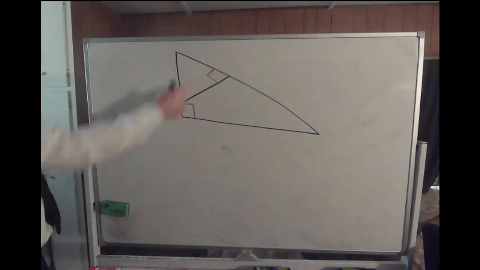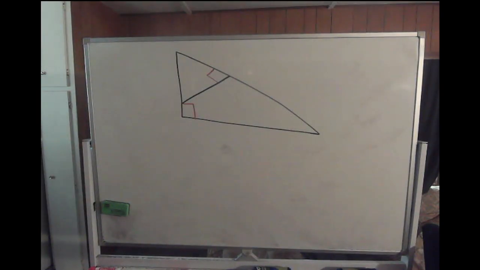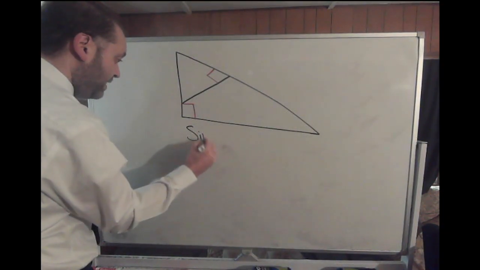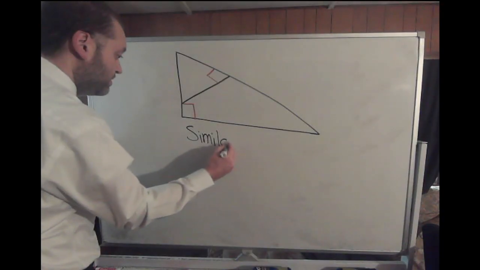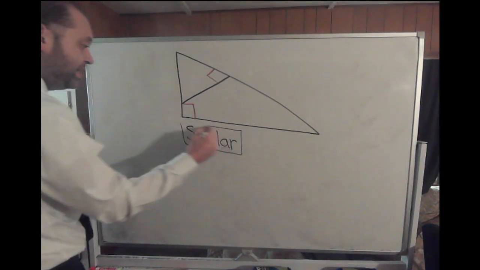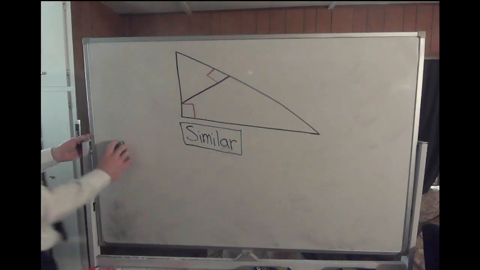Well, both the small triangle and the whole triangle have a right angle. They got that going for them, right? However, look at this angle up here. Don't both the small triangle and the whole big triangle share this angle? You actually have two angles that are congruent, so yes, these two triangles are in fact similar to each other because you have two congruent angles. So by the AA Similarity Postulate, these two triangles are in fact similar.